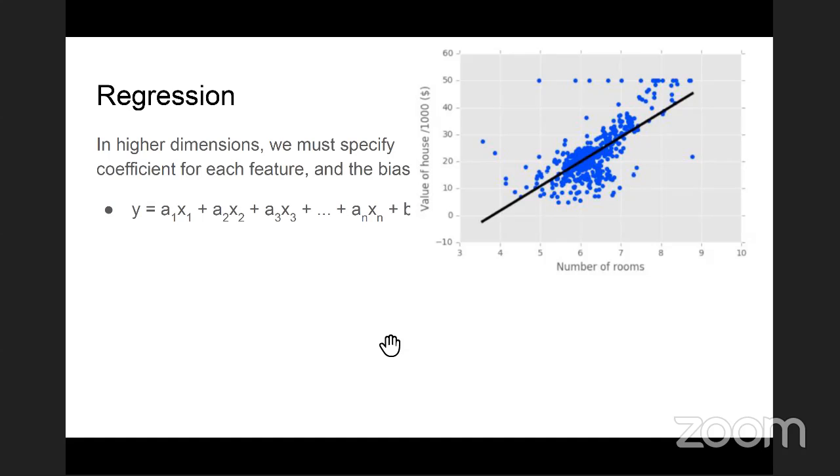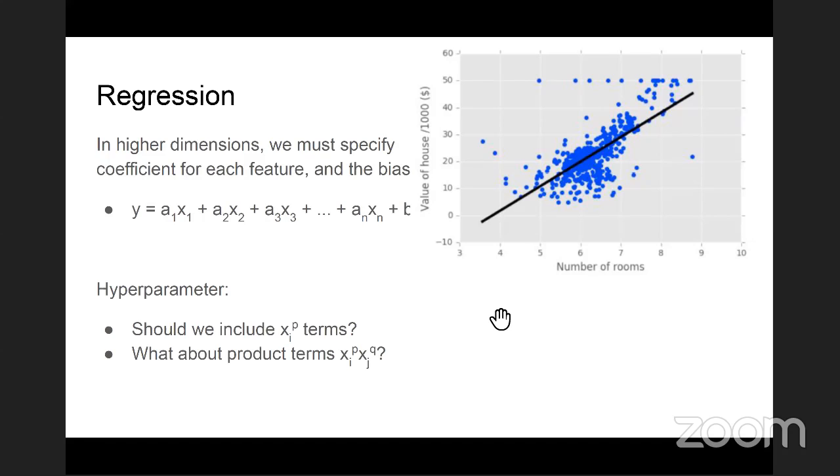Now it's not a line anymore. It's shown as a line because I can only show you one x. But let's say there were multiple x's, it will become a hyperplane in n-dimensional space, or in n+1 dimensional space.